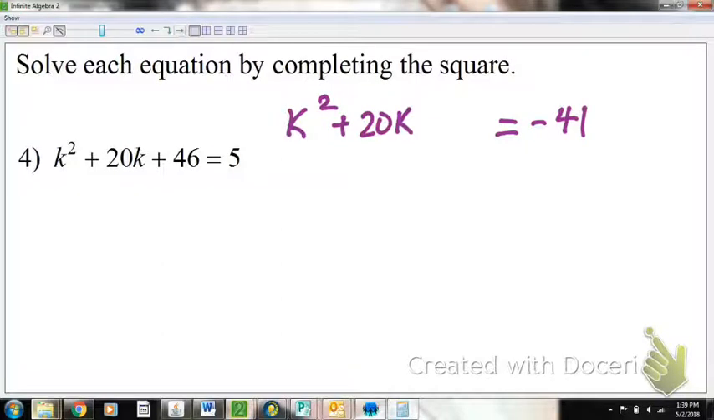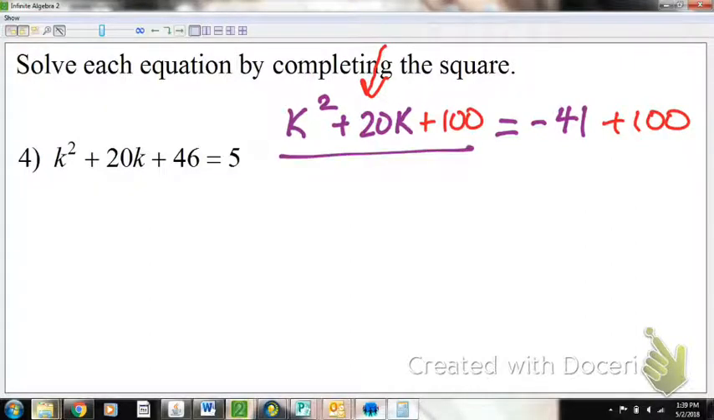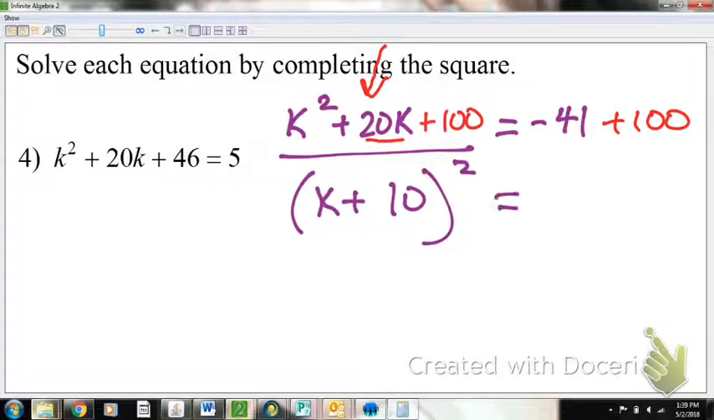And the completing the square process requires us to take half of our middle term. Half of 20 is 10. So I want to square that, 10 squared, and add it to both sides. And when we do that, what we create on the left is a perfect square trinomial. In other words, it will always factor as k, in this case, k plus half of 20, again, is 10. So that's k plus 10 squared equals 59.